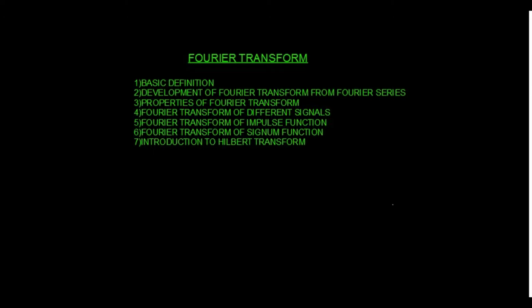we will see the development of Fourier transform. That means how this basic definition, basic formula is derived from Fourier series, that we will see. And then we will see the properties. Around 10 properties are there, and we will see all those properties.